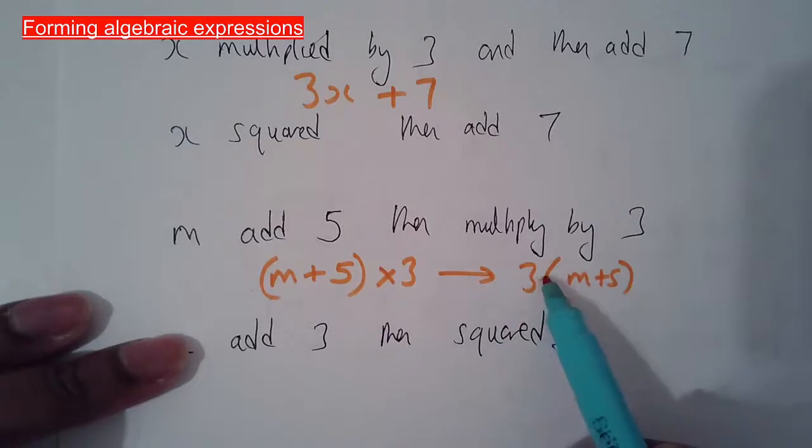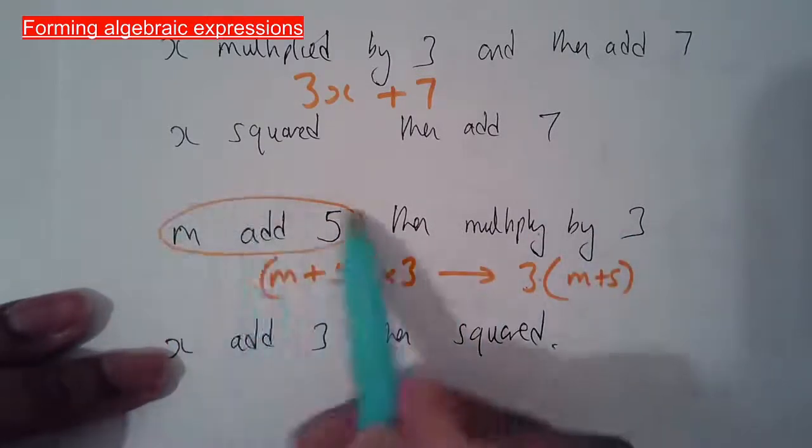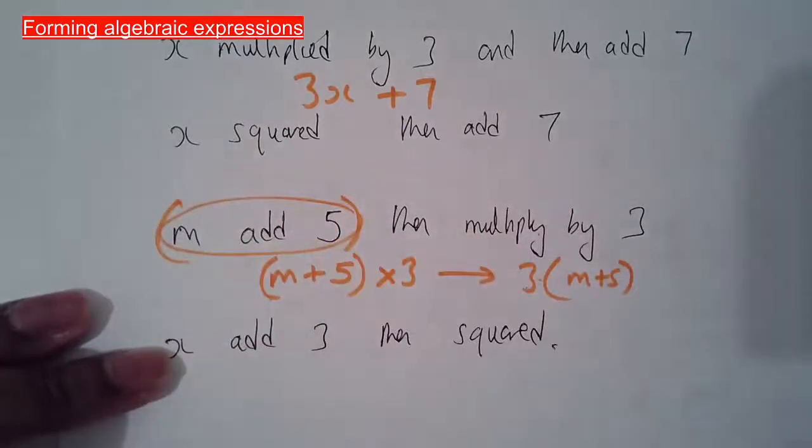There's an invisible times sign. So it's 3 multiplied by all of that. All of that. Here it is. But this is better, this one. I prefer this one.